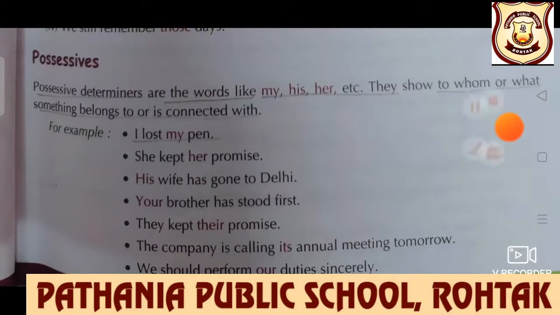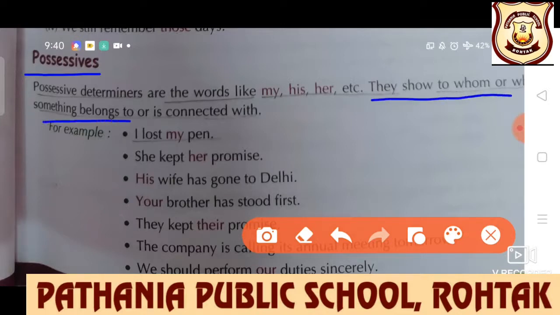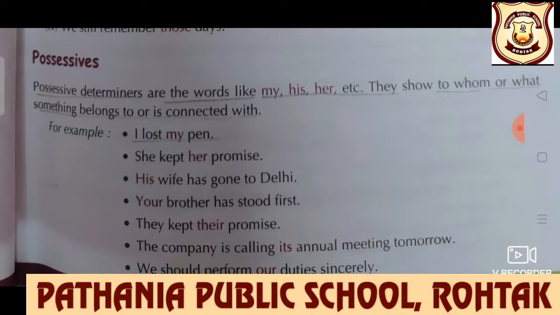Next, we have possessives. In possessive determiners, these are the words like my, his, her, etc., and they always show to whom something belongs or is connected with. I lost my pen. She kept her promise. His wife. So these are the words which show to whom or what something belongs.